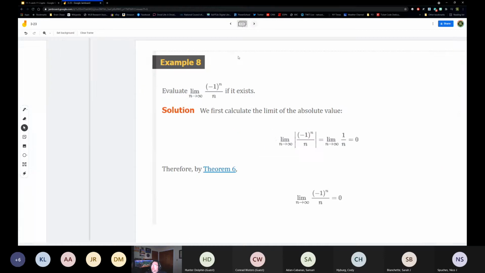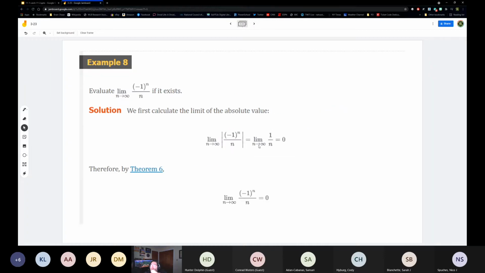Couple more. Now this one, we have -1 to the nth power, which by itself we know doesn't converge, but we're dividing it by n. So if I take the absolute value of this, I get 1 over n. Now 1 over n goes to 0. So since that goes to 0, the limit of the original sequence also has to go to 0. So this one converges to 0.